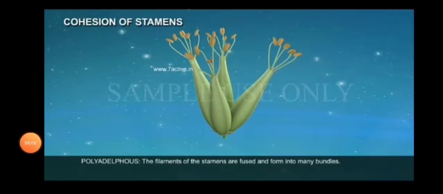Now we are moving with the third type, which is called polyadelphous. Poly means more than 3 or more than 2. So here you can see the 4 bundles are present. So the filaments of the stamens are fused and form into many bundles. So this type of condition is called polyadelphous condition.